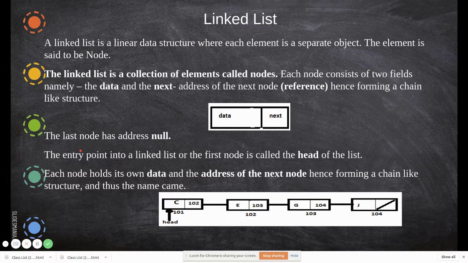Here the last node has the address null to indicate the end of the list. The entry point into a linked list, or the first node, is called the head of the list. Each node holds its own data. Each node has its own data and the address of the next node, hence forming a chain-like structure, and thus the name came.